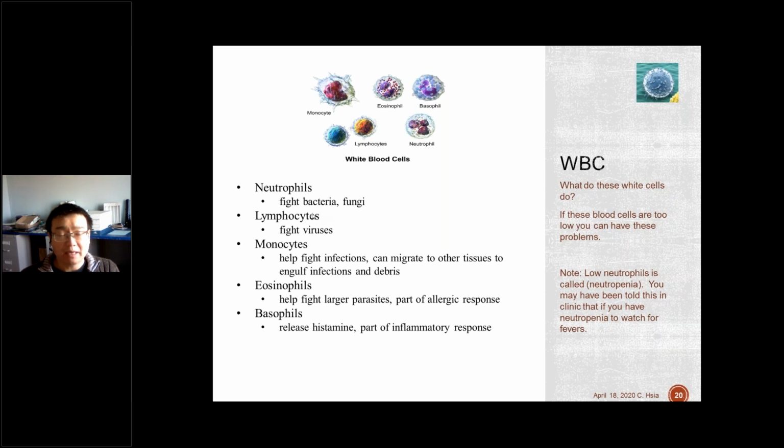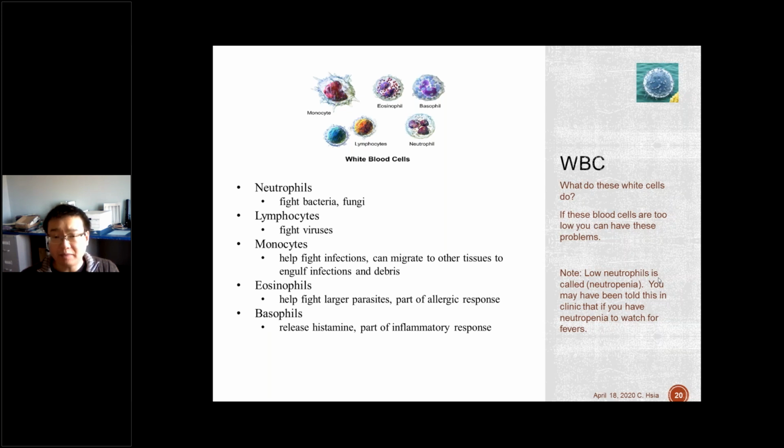Lymphocytes are very important as well. They help to fight off viruses. Monocytes help fight infections as well in collaboration with neutrophils and these other white blood cells. And they help to engulf infections and debris. Eosinophils are important for fighting off larger parasites and or help to mount an allergic response. Basophils are important for releasing histamine and are part of our inflammatory response.